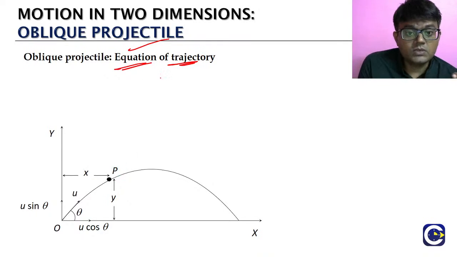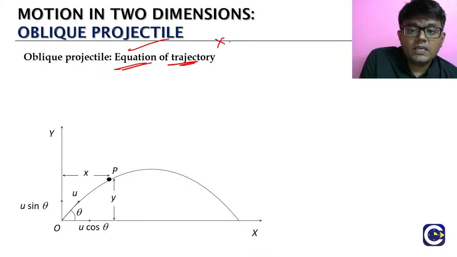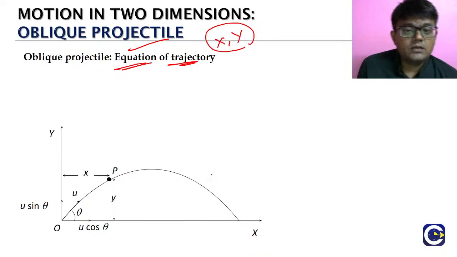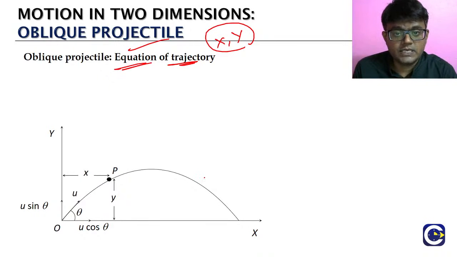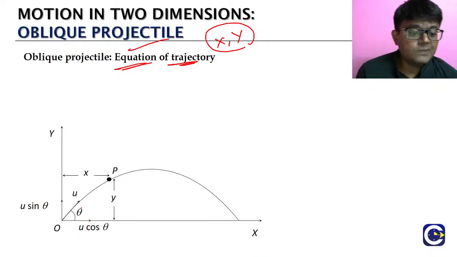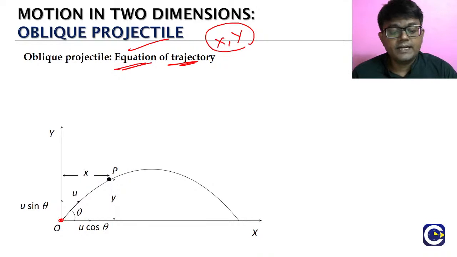Equation of trajectory is the relation between the x coordinate and y coordinate of the particular locations of the projectile. That is the equation of trajectory. So look here, if you take the starting point as the origin, wherever the initial point is, we take it as the origin.